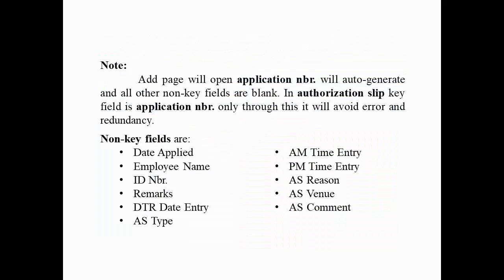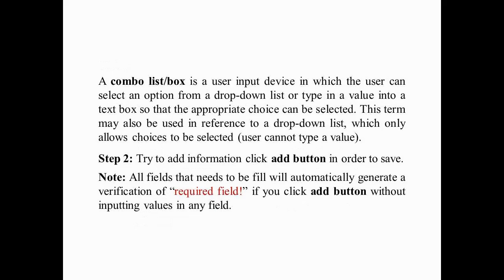Take note, the Add page will open with the application number auto-generated, and all other non-key fields blank. In Authorization Slip, the key field is the application number. Only through this will it avoid error and redundancy. Non-key fields are date applied, employee name, ID number, remarks, DTR date entry, AS type, AM time entry, PM time entry, AS reason, AS venue, and AS comment.